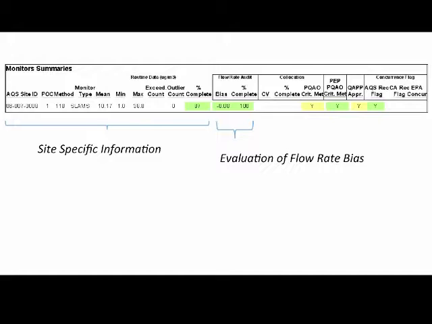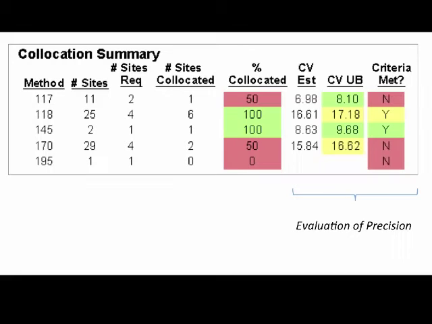So for PM 2.5, we have site-specific information. Then we have evaluation of flow rate bias noted here. The evaluation of precision is also noted. This is an actual data certification report for the CAR PQAO.